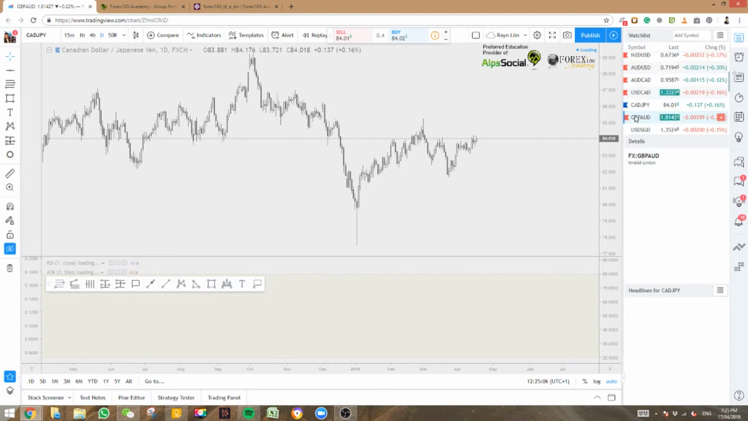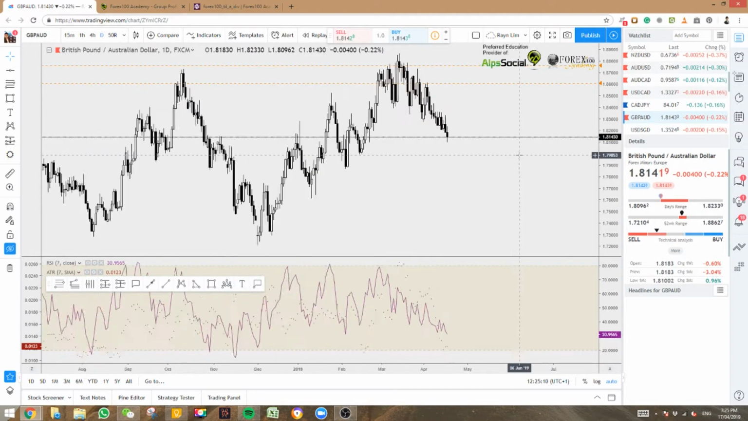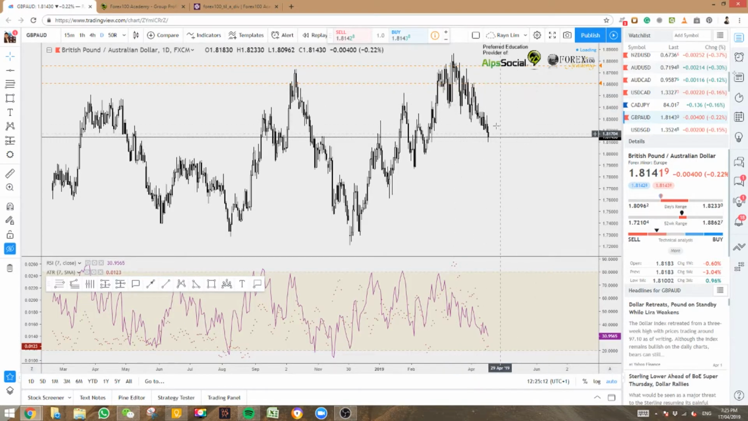Pound Aussie. Pound Aussie, you can see that by nature is a much choppier currency pair. So definitely the buffer I will be putting in. What is a buffer? Buffer is above or below my stop loss. That means further away from the stop loss to prevent it being touched, due to market volatility.